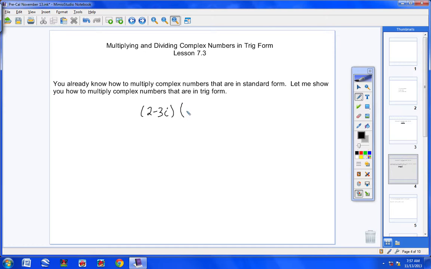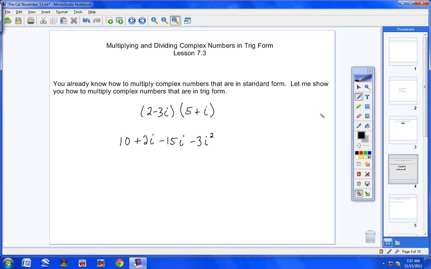Let me very quickly remind you that we learned in Algebra 2 how to multiply complex numbers in standard form. Here's a complex number and a complex number in standard form. If I were to multiply these together, I would take 2 times 5 and 2 times i. So 2 times 5 is 10, and 2 times i is 2i. Then you would take this negative 3i and multiply it through. Negative 3i times 5 would be negative 15i. And negative 3i times positive i would be negative 3i squared.